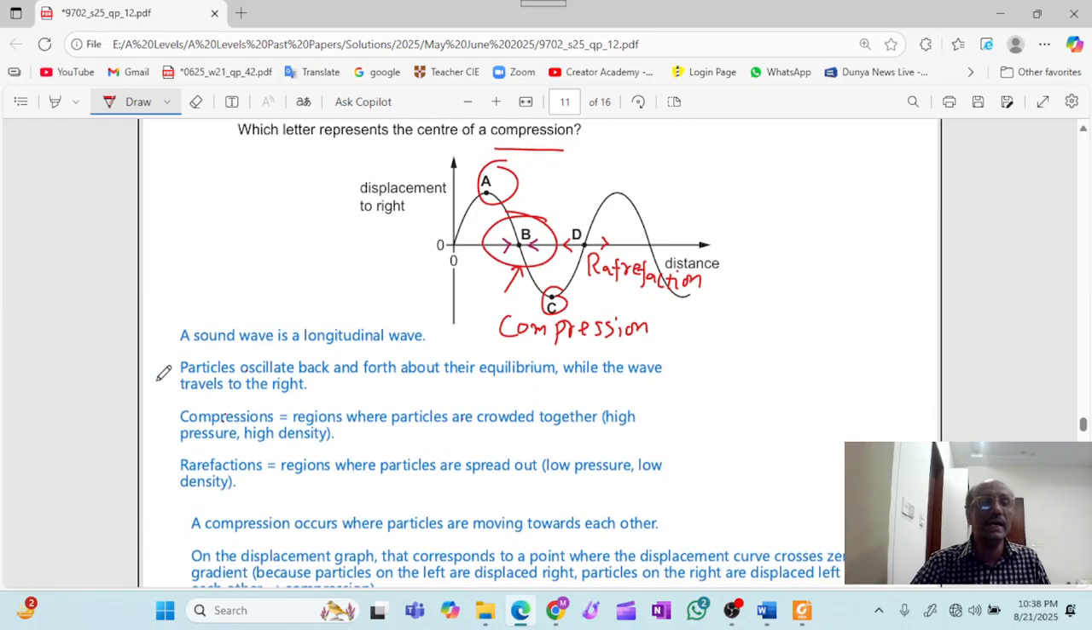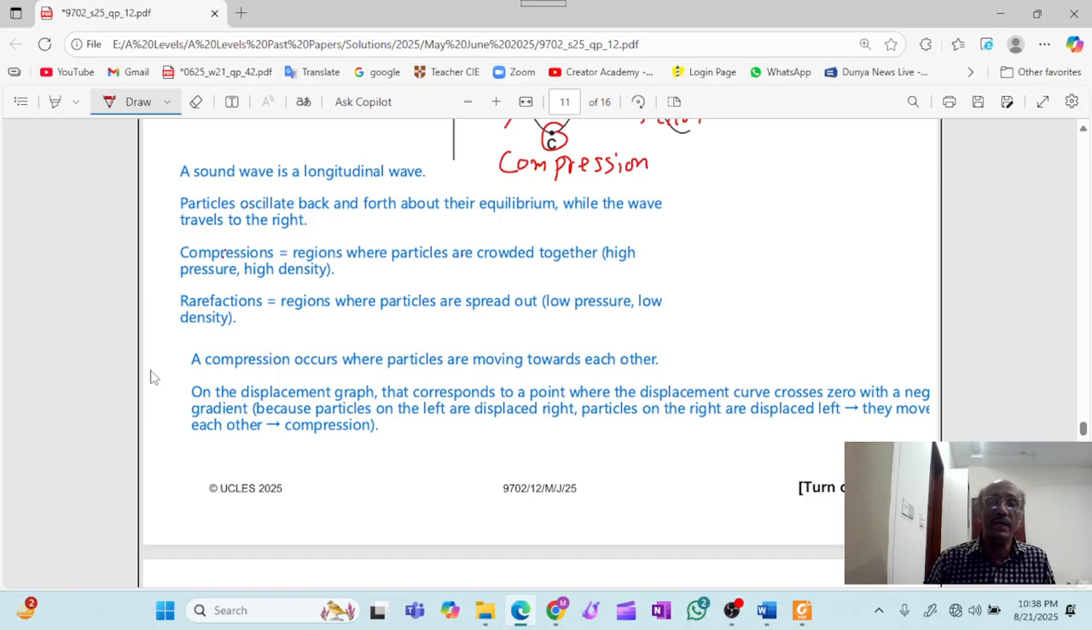So the explanation is that the sound wave is a longitudinal wave, so particles will oscillate back and forth while the wave travels towards the right. Compression is a region where the particles are crowded together, and rarefaction is a region where the particles are spread out. A compression will occur where the particles move towards each other.